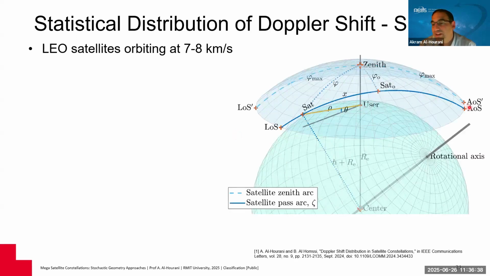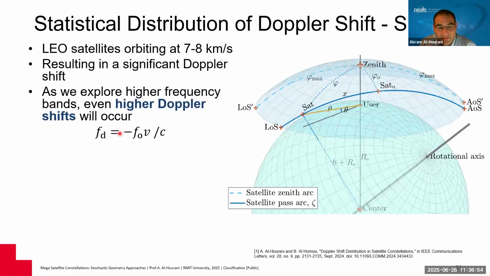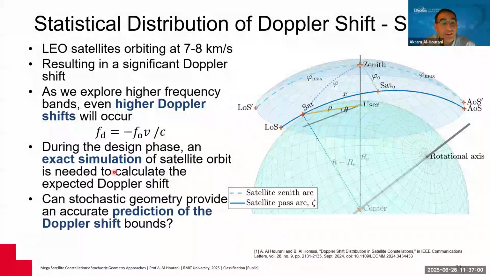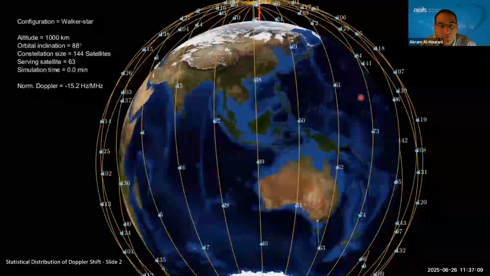Here's a user, a satellite is passing, and when the satellite is approaching, there's a shift in the frequency that will be higher. When it reaches the closest point, the shift will be 0, and then as it recedes, the shift will be negative. So this is basically the formula for Doppler shift. If you use geometrical reasoning, you can derive an exact formula or an approximation of the bounds of the Doppler, just by knowing the height. I'm going to show you an example here.